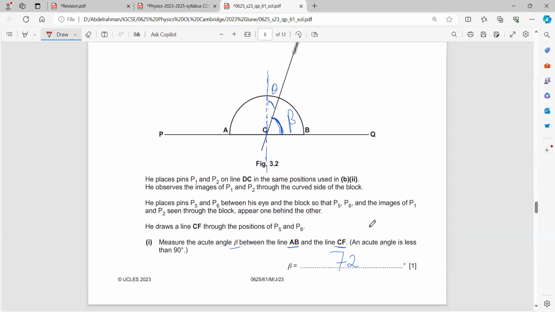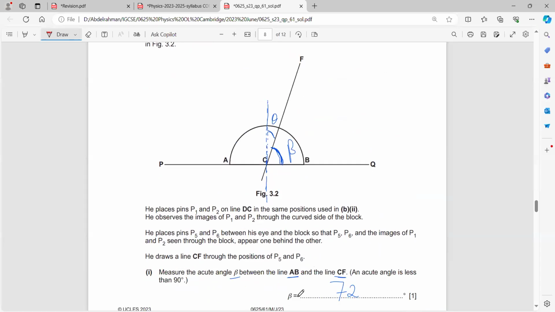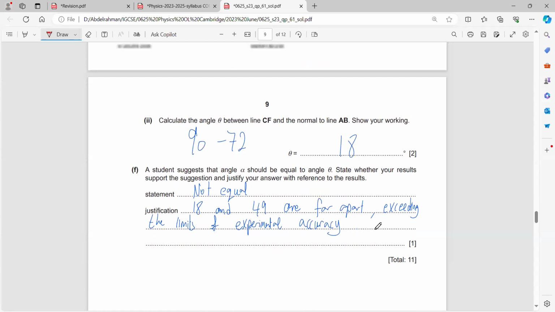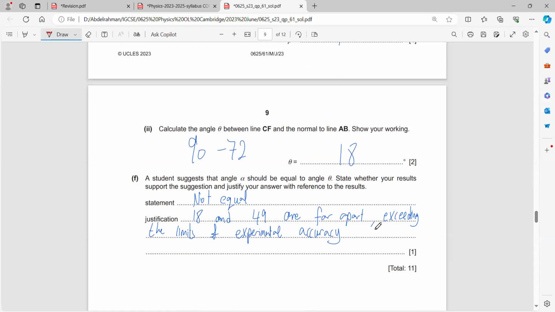Again, the question here, he told you to measure angle beta. Angle beta was between AB and CF. I measured the angle, and it would have been 72. Okay, are alpha and theta equal? Theta was 18 and alpha was 49. Definitely not equal. For this question, you do not even need to calculate it.